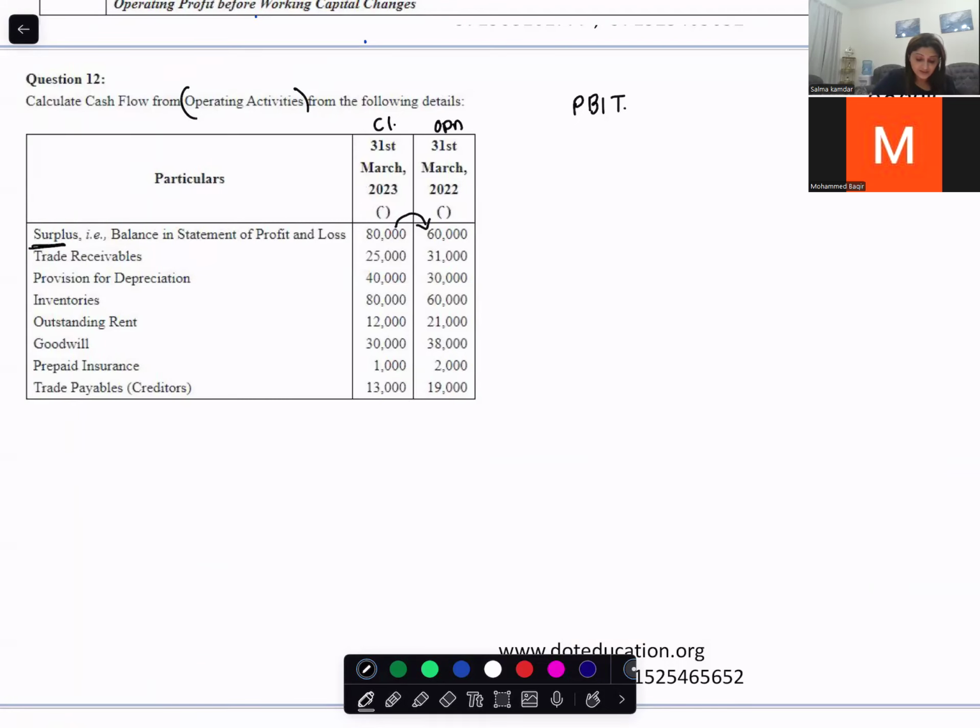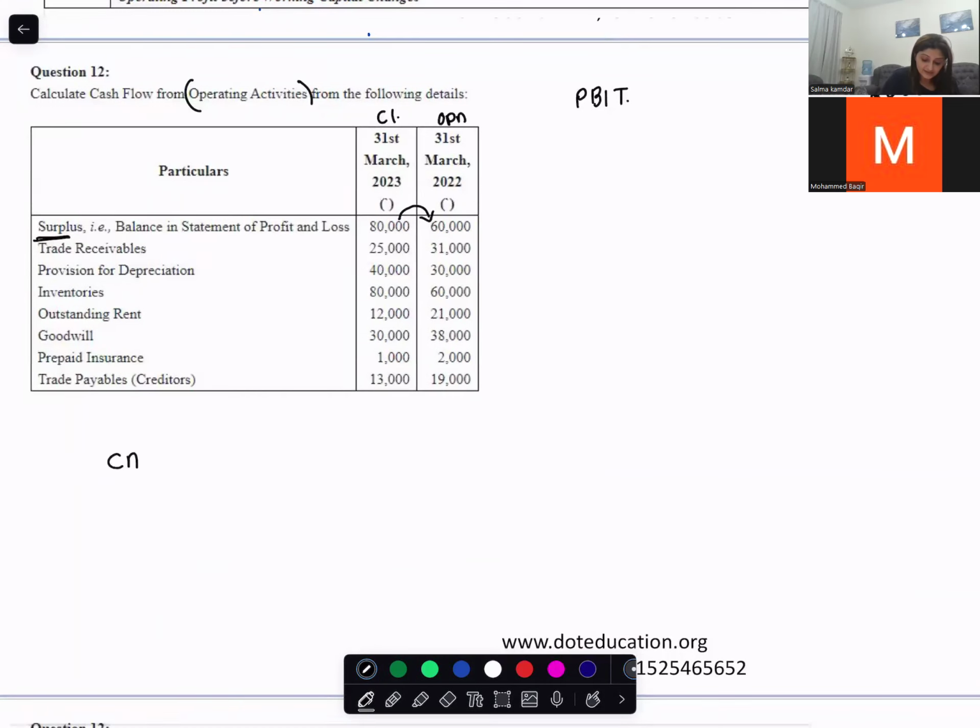What is trade receivable? Ma'am, trade receivables. Is it a current asset or is it a current liability? No, ma'am. I don't know. Sorry. I will put a list for current assets and current liabilities for you.